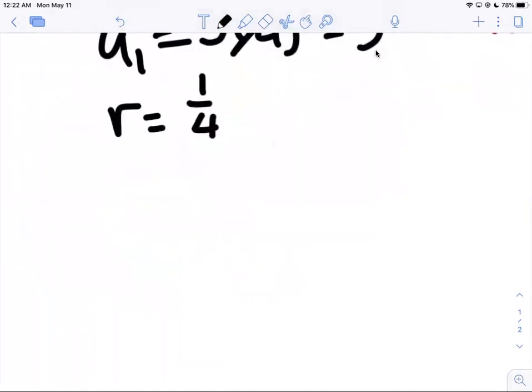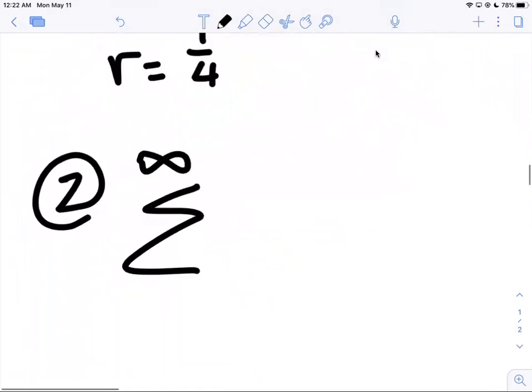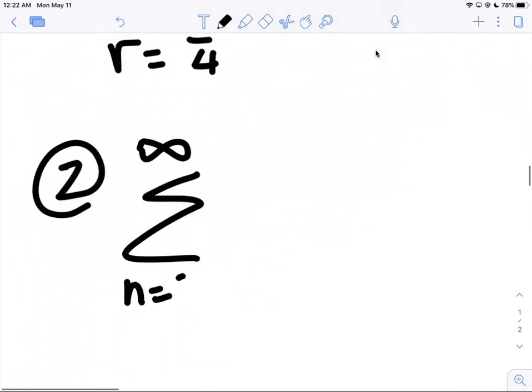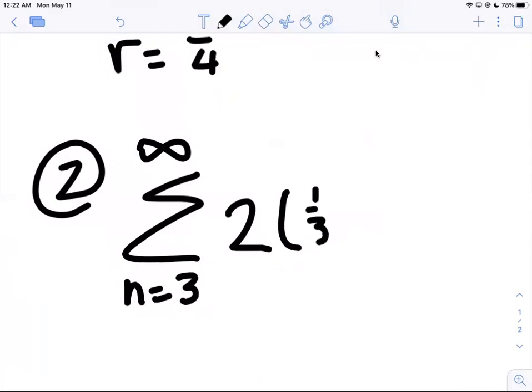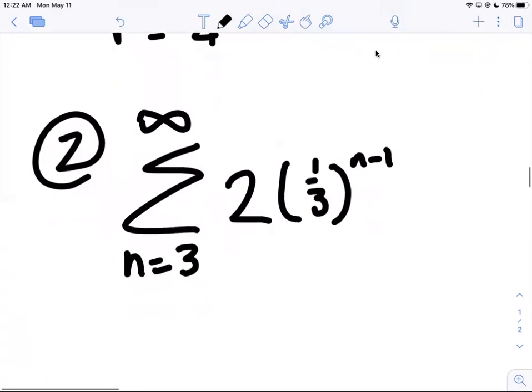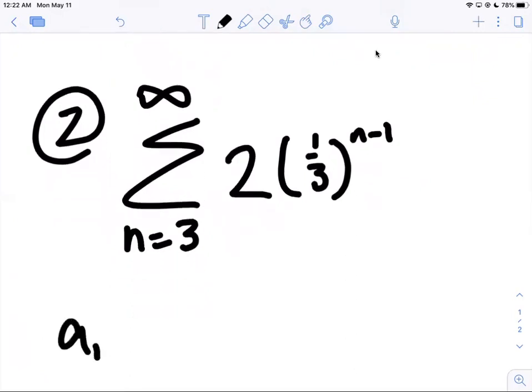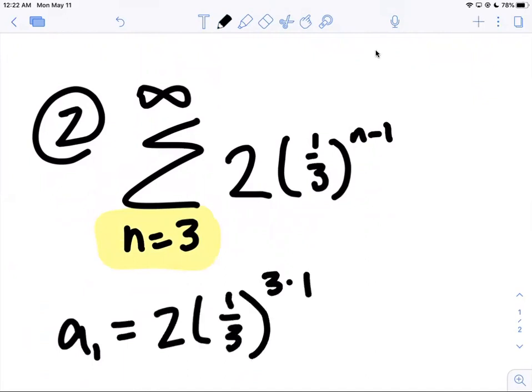Number 2. This one, I've got my E, it's infinity, but on this one, my n is going to equal 3 on the bottom. That's no worries. It just means when I find my a sub 1, my first term in here has an n of 3. So we're going to deal with that in a second. Here's the expression we're doing the sigma notation of, 2 times 1/3 raised to the n minus 1. So again, to find a sub 1, I'm doing the first term in here, and the first term in here uses n equals 3. So it's going to be 2 times 1/3 raised to the 3 minus 1. And we just have to use that.